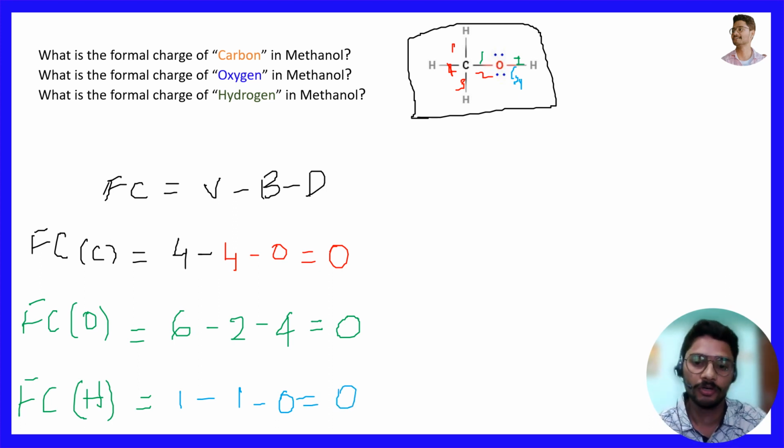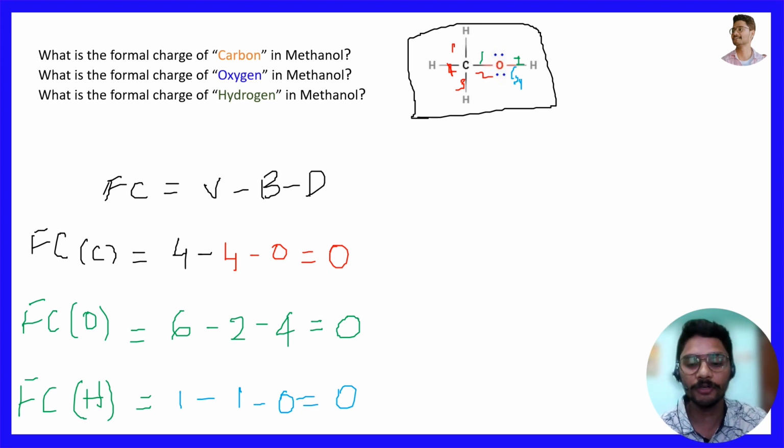So we can conclude that the formal charge on carbon is 0, and on oxygen and hydrogen it is also 0. So the total formal charge present on methanol is finally 0.